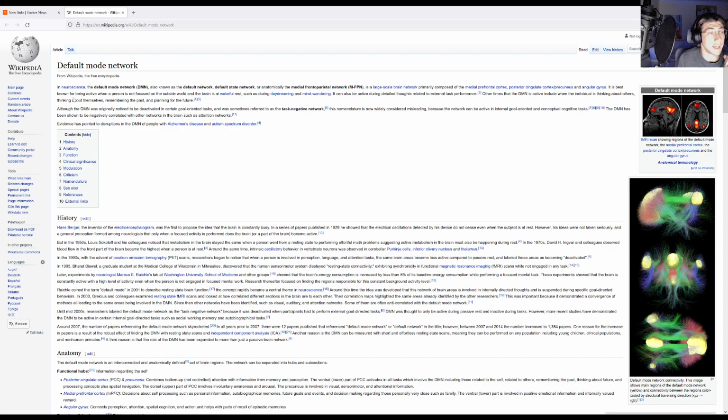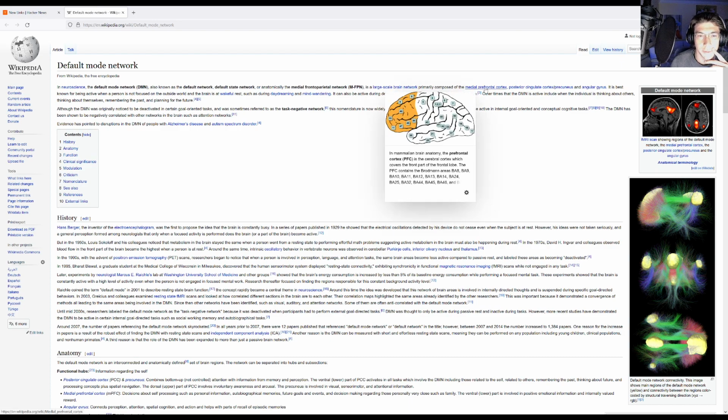In neuroscience, the default mode network, also known as the default network, default state network, or anatomically the medial frontoparietal network, is a large-scale brain network primarily composed of the medial prefrontal cortex, posterior cingulate cortex, precuneus, and angular gyrus. What are these? Oh, I think those are parts of the brain. Yes.